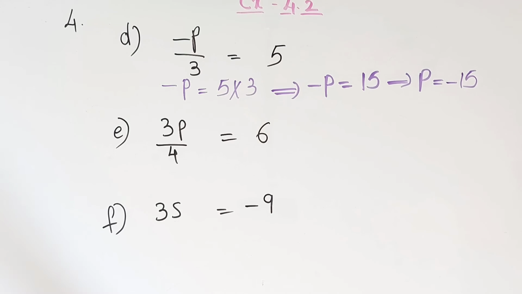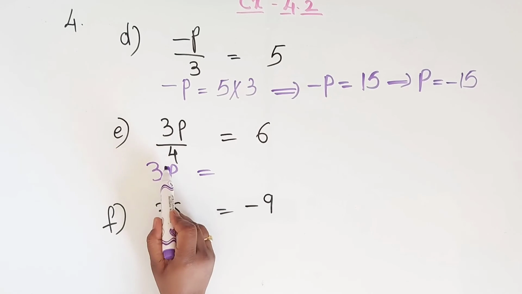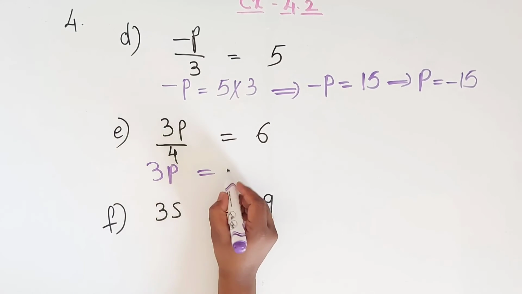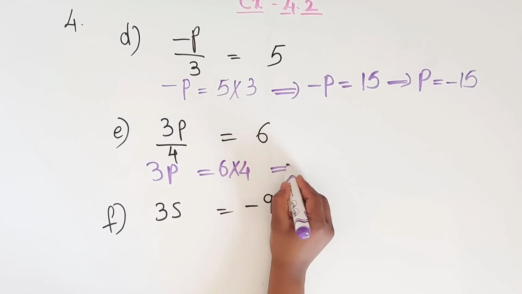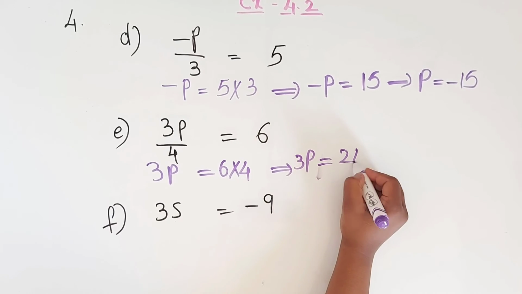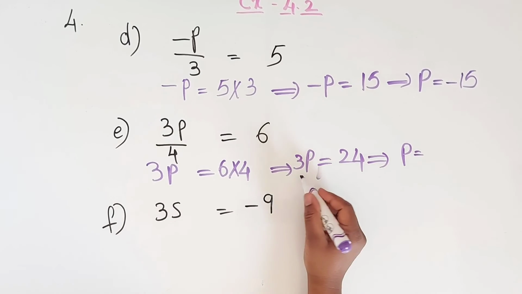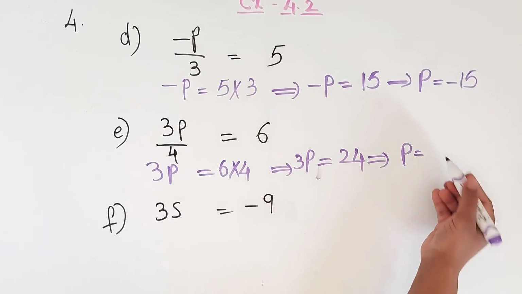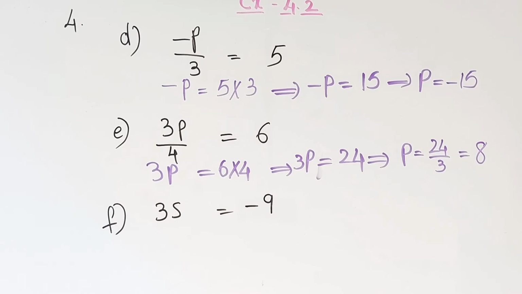Right, children? Now 3p divided by 4 equal to 6. Keep 3p on the left hand side. Send this 4 to the right hand side. It is dividing now. If you are sending to the right hand side, it will multiply. 3p equal to 24. We want p only. Right, children? P equal to, 3 is multiplying here. If you send to the right hand side, it will divide. 24 by 3, that equals 8. P is 8.